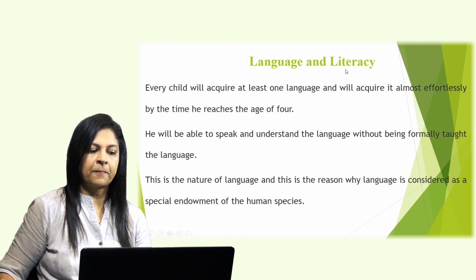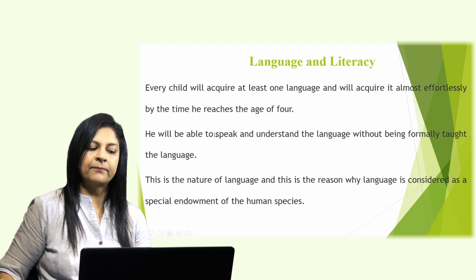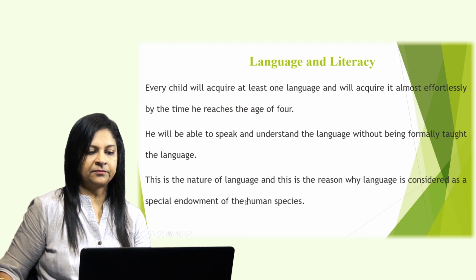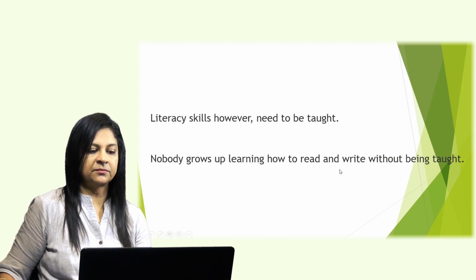Language and literacy. Every child will acquire at least one language and will acquire it almost effortlessly, but by the time he reaches the age of 4, he will be able to speak and understand the language without being formally taught the language. This is the nature of language, and this is the reason why language is considered a special endowment of the human species. Literacy skills, however, need to be taught. Nobody grows up learning how to read and write without being taught.